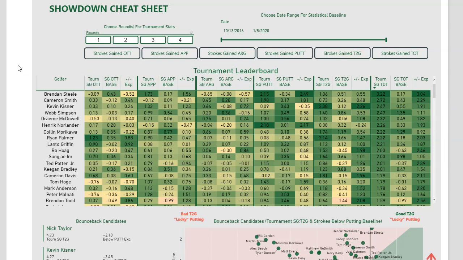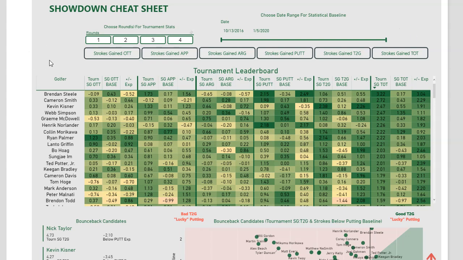What this is doing is breaking down each one of the strokes gained metrics: off the tee, approach, around the green, putting. Those are the four major ones. And then tee to green and total over here on the right-hand side. Now, this is a lot of data, so I was trying to figure out the best way to present this. I might not have done the best job, but at least it gives you all of the information here.